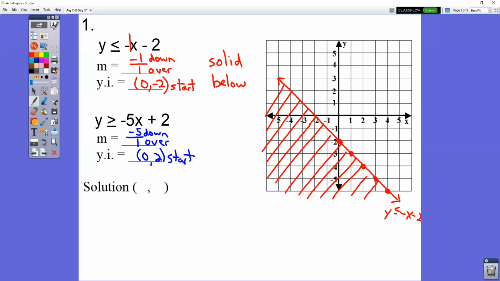Based on our inequality symbol, I see a picture of a solid line here, so it's going to be a solid line to connect the dots. And I have greater than, so I'm going to shade above the line. So starting at 0, comma 2, I'm starting right here.